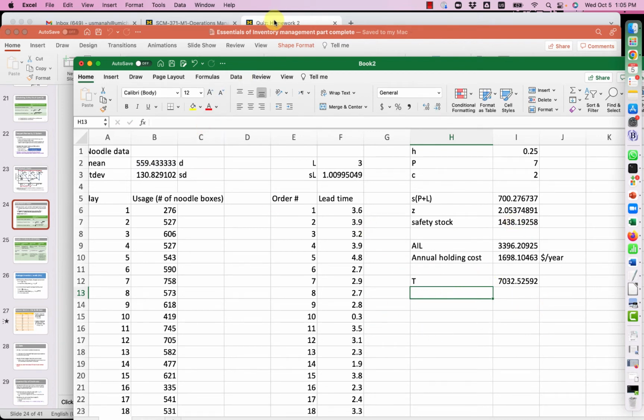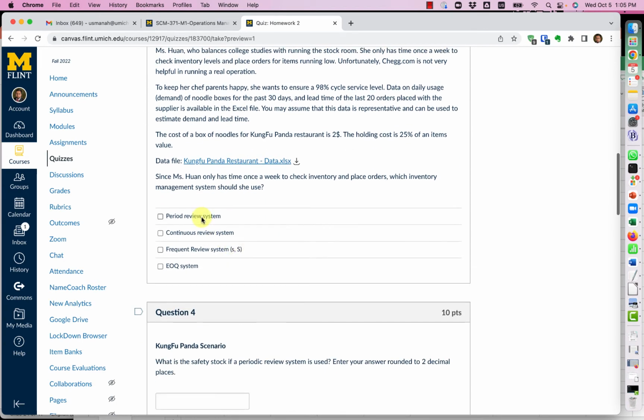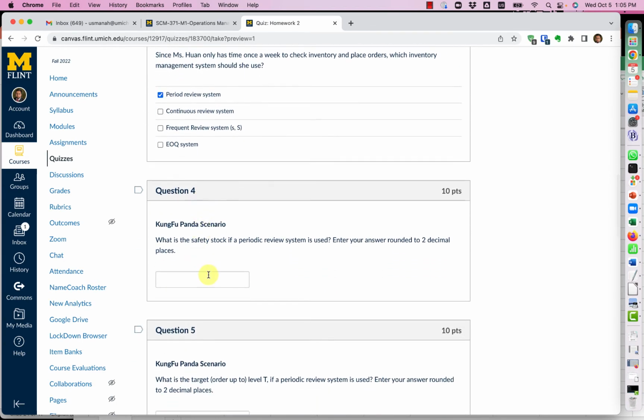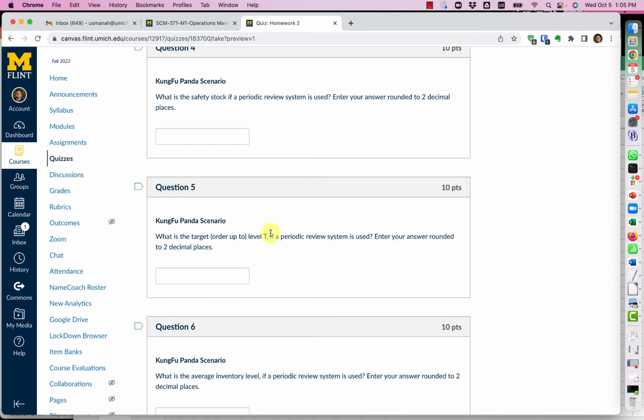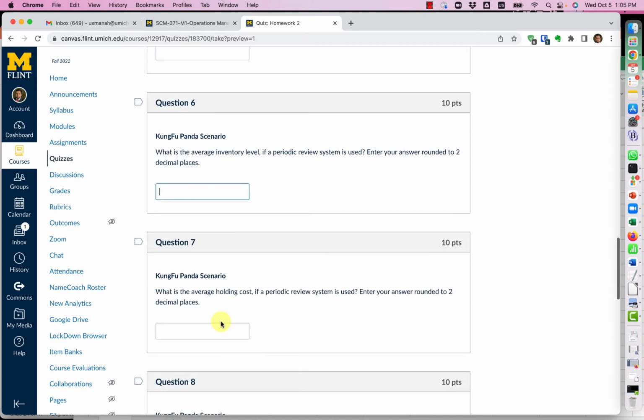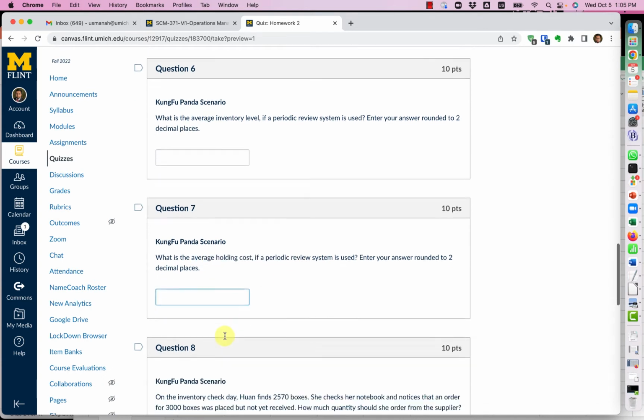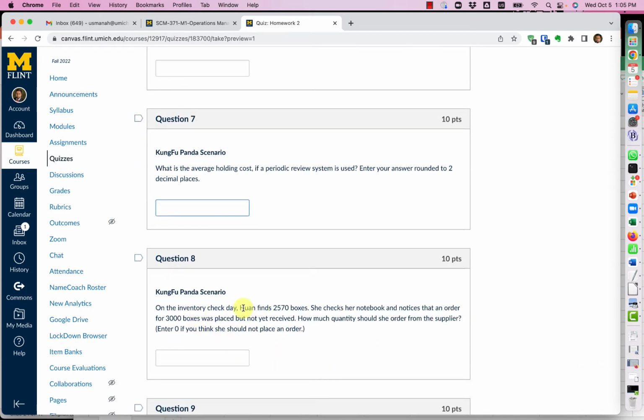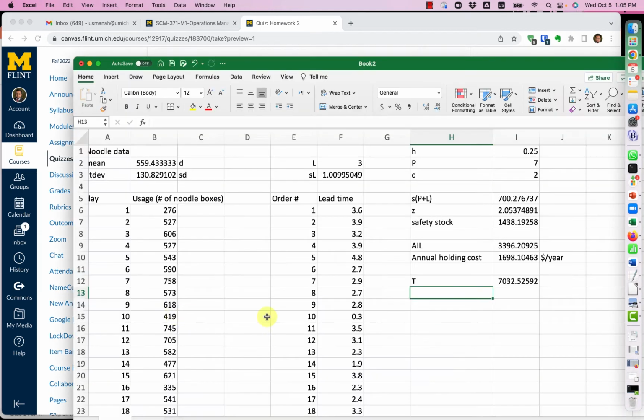So that's pretty much it for the Kung Fu Panda scenario. We're doing the periodic review system: safety stock we calculated, target level T we calculated, average inventory level AIL we calculated, annual holding cost we calculated. Last question: you're holding 2570 boxes in inventory, and you have placed an order for 3000 boxes.